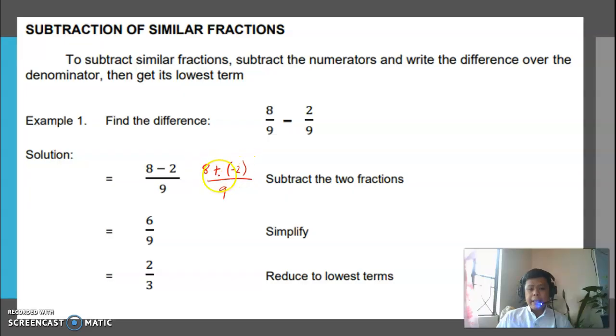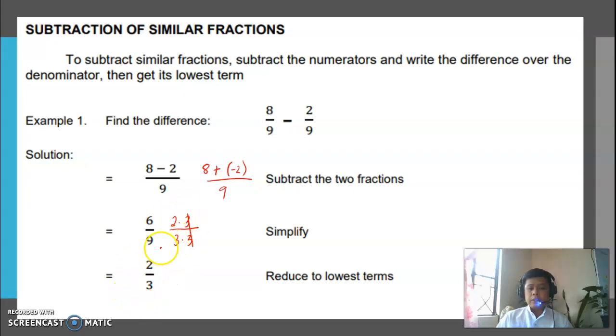Dahil magkaiba ng sign, magsusubtract. Kuhanin yung sign ng integer na may mas malaking absolute value. So, 8 minus 2 is 6, positive 6. Ito rin yun, positive 6. Simplify natin. Ang factors ng 6 ay 2, 3, tapos yung 9 naman, 3 at saka 3. Pwede natin ito tanggalin, 1 na kasi ang equivalent yan.